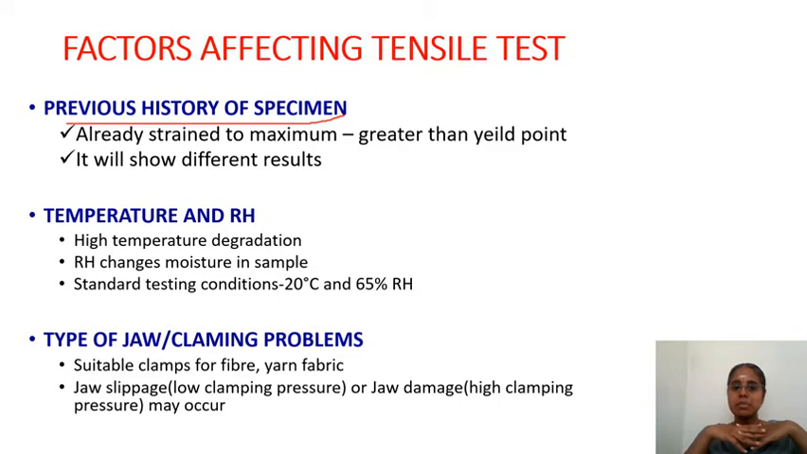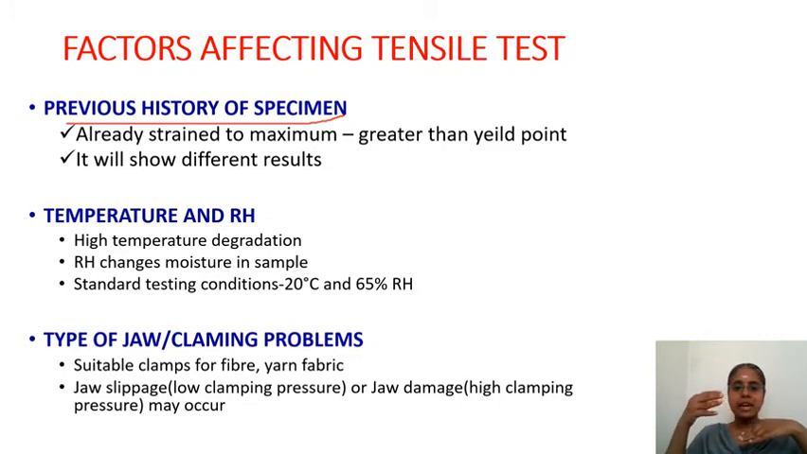Next is the temperature, the influence of the atmospheric conditions, especially temperature and RH. Especially the man-made fibers, in which you have the synthetic polymers, are affected by temperature, and very high temperatures cause some degradation, and even above the Tg there will be slight movement in the polymer chain.